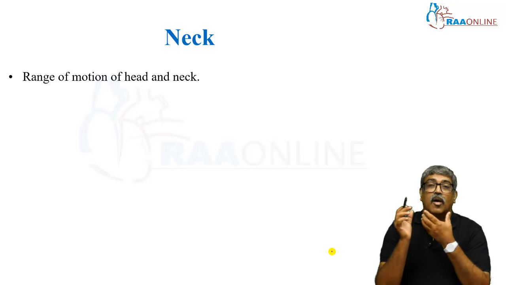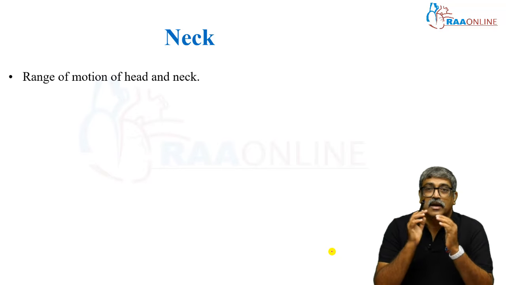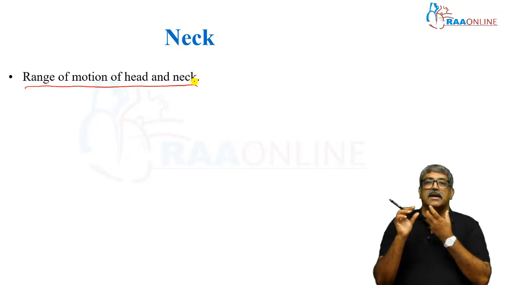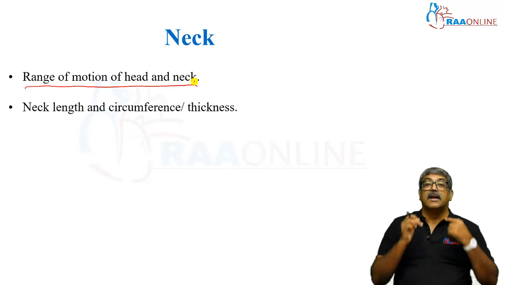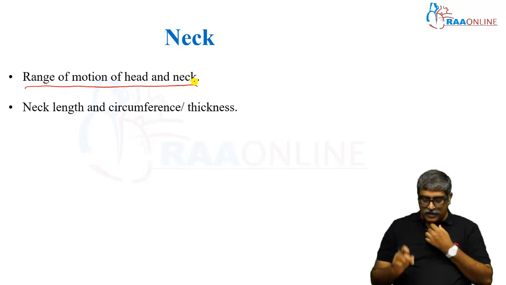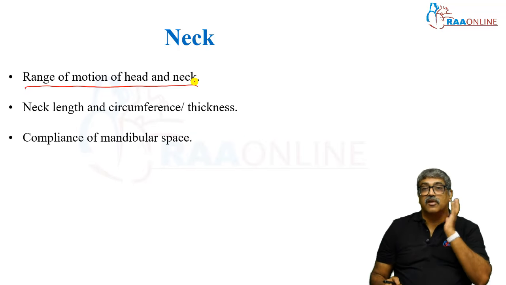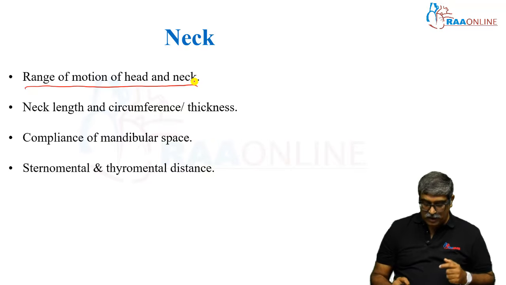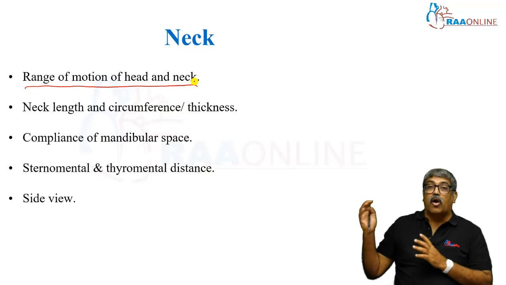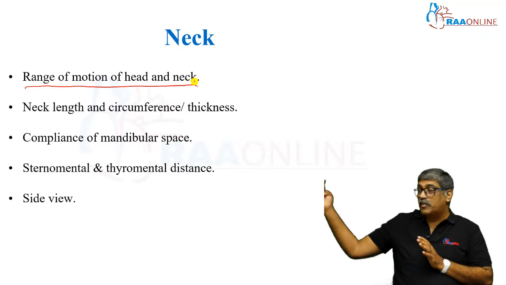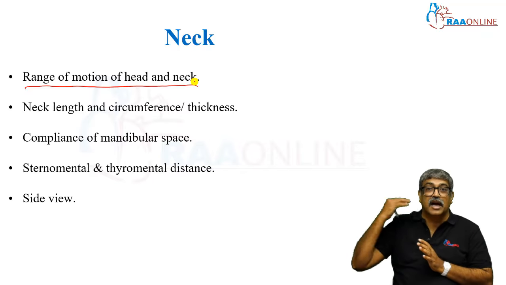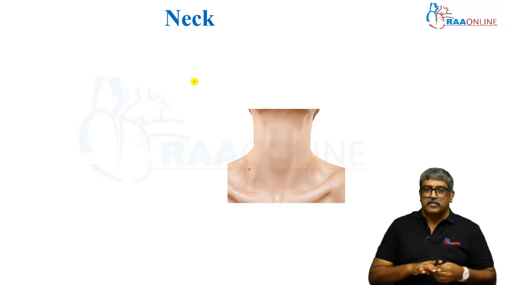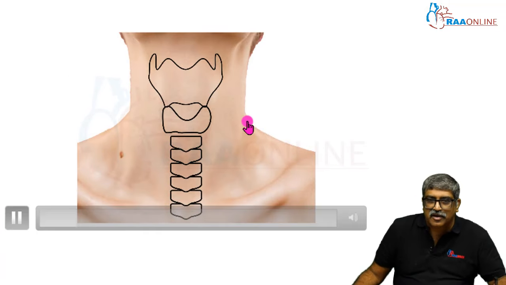Now coming to the most important part of the airway, the neck. You have to look at the range of motion for the head and neck, the neck circumference and the neck length, compliance of the mandibular space, sternomental and thyromental distance. And always don't forget in the preoperative period to look at the side view of the airway, particularly the neck. Here you can see the front of neck axis.